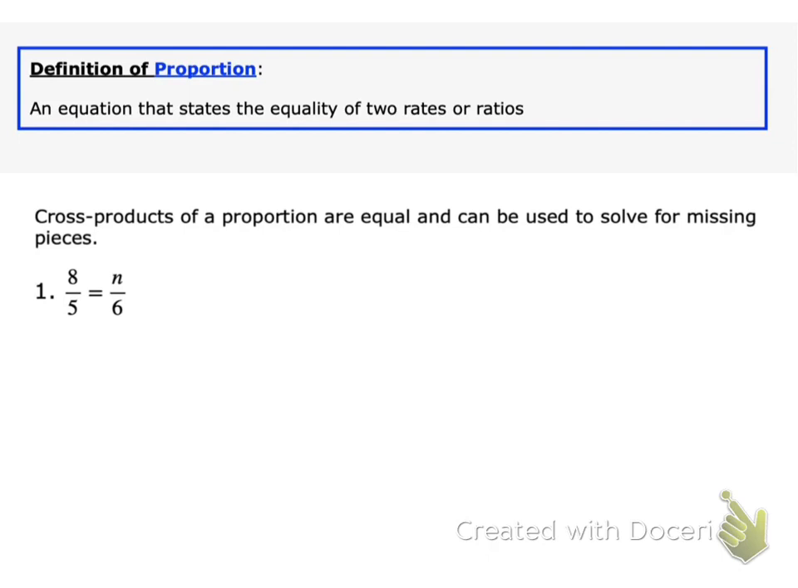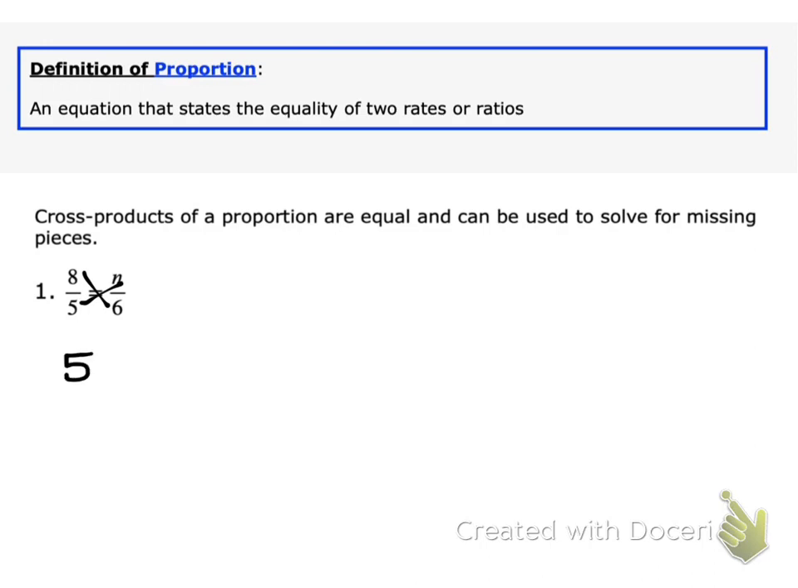Last thing for today, proportions. So proportions take 2 rates or 2 ratios, and they set them equal to each other. And the nice property about proportions is that the cross products are equal. So when you multiply on the diagonal, it has to be the same answer. So we can use that to solve proportions.